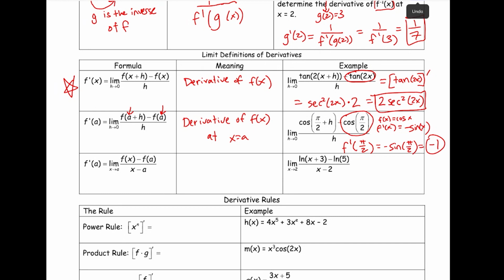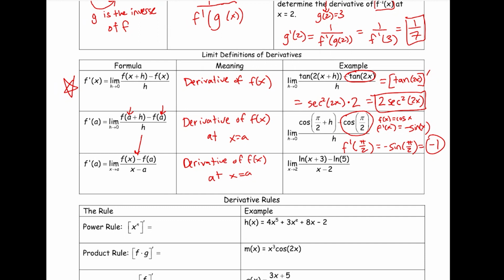Now, this third one is really just a variation on the one we just saw. We're still going to find the derivative of f of x at x equals a. But just take a look at that equation and notice how it's written slightly differently. The big difference here is we don't have an h approaches 0 like we did on the rest of them. But really, this is the same thing. We just don't have that h in there. We're still going to approach it the same way.